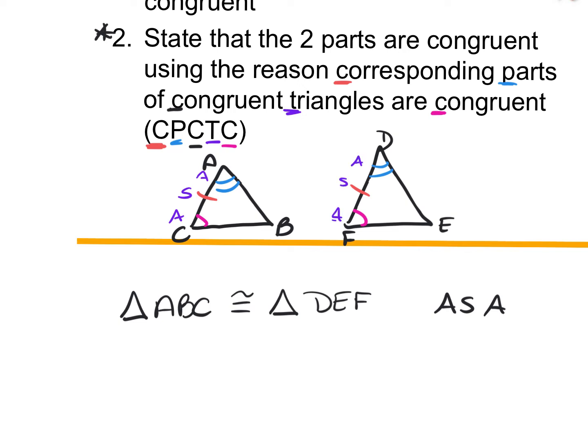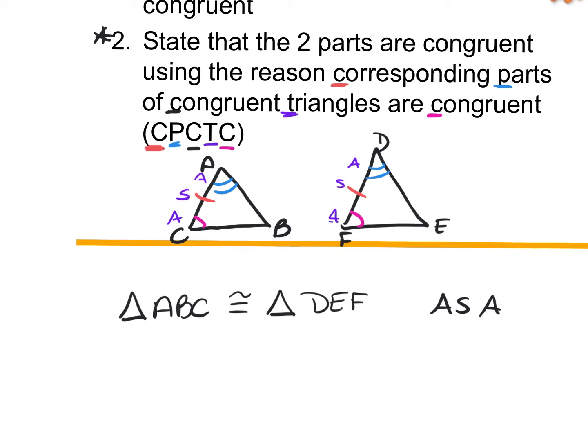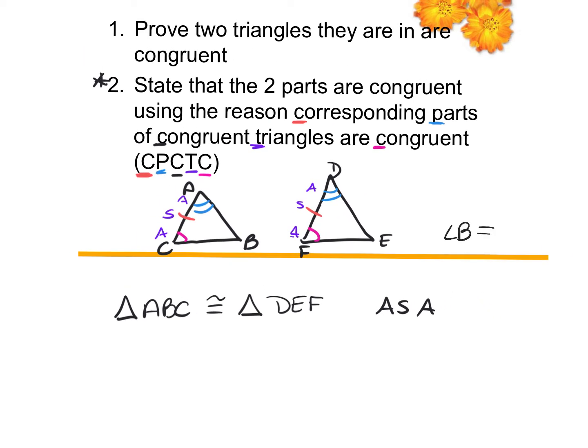So in order to use the CPCTC, you're first going to have to show that the triangles are congruent, and it would have been a proof like you've already written, whether you're bringing in reflexive side, whether everything was given to you, but you will try to figure out one of the 5 shortcuts that will prove the triangles congruent. And then after you've done that, now we could go back, and let's say they asked us to prove that angle B was congruent to angle E. So now my next statement would be that angle B is congruent to angle E, and my reason would be CPCTC, because corresponding parts of congruent triangles are congruent.